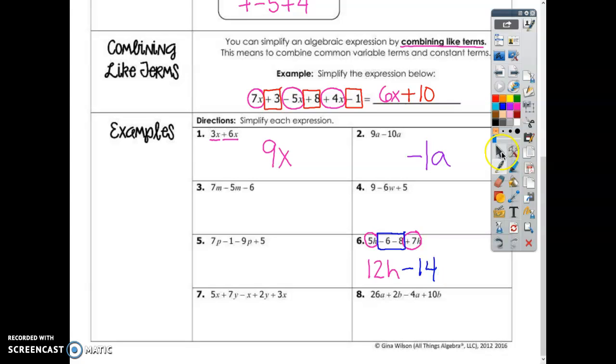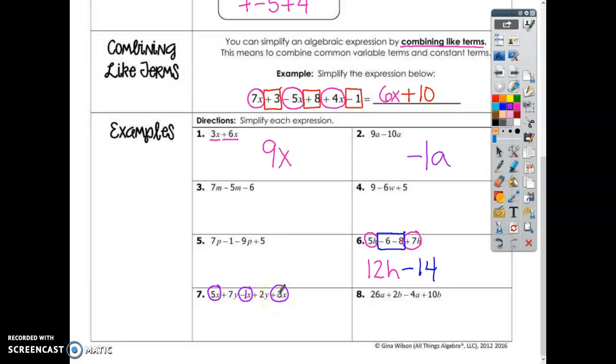And the last one that I'm going to do with you is number 7. Okay? I have x's. Look at my x here. I have a minus x here, which is a minus 1. Don't forget that's a minus 1. And then I have a plus 3x. So let's do it in your head first. What's 5 minus 1? 4. What's 4 plus 3?